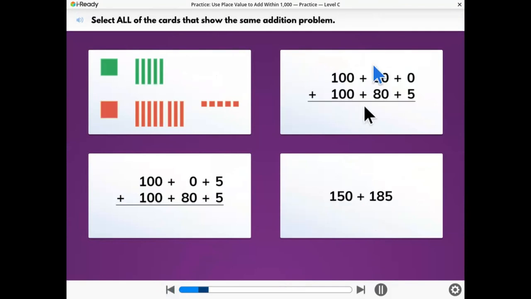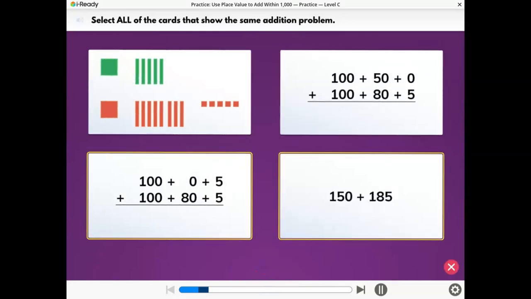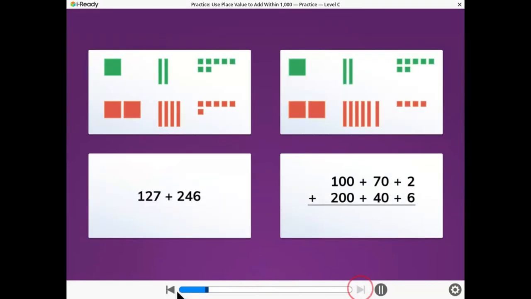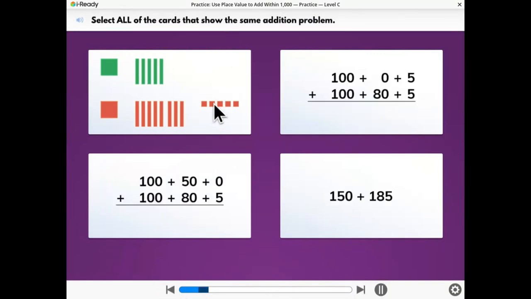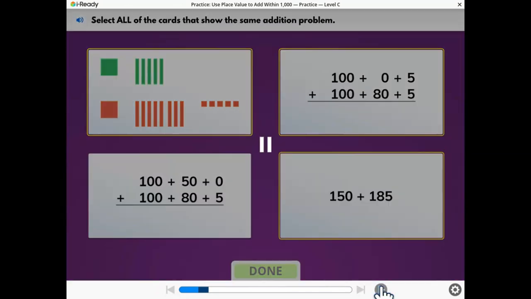Select all of the cards that show the same addition problem. Almost. One or more of the cards that you didn't select show the same problem. These cards all show the same addition problem. Select all of the cards that show the same addition problem. Look closely at the hundreds, tens, and ones in each number.